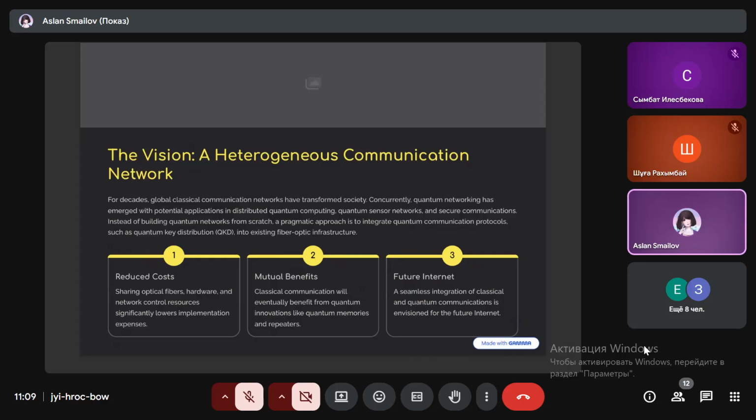It's routing, user identification, for example, message delivery, and regular data transmission. And the second part will be the quantum part.